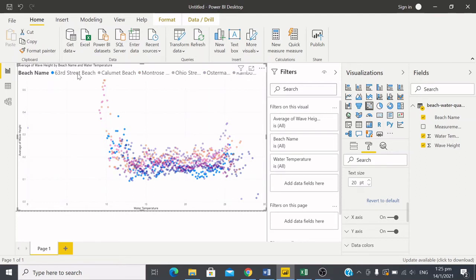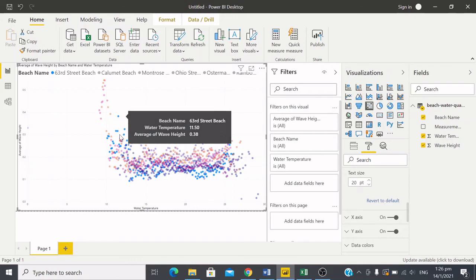I want to see the behavior when I click on one of these beaches. So let's say I select 63rd Street Beach. We can see that this is the blue color, and it just got highlighted on the chart. If I click out of it, it's gone. If I click it, the blue one is highlighted. So basically we can see that at 63rd Street Beach, the average wave heights are not that high.